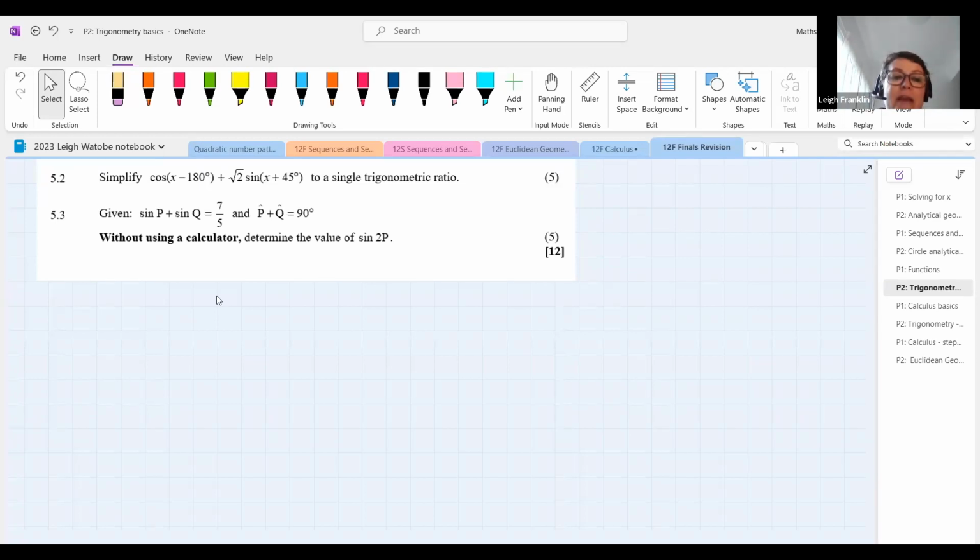Without using a calculator, determine the value of sine 2P. And it's out of 5 marks. So I'm going to give you guys a minute or so to think about it, and then you can tell me what you think and where you think we should start. So the P plus Q is critical in this case, the fact that it adds up to 90. So I'm trying to drop some hints here.